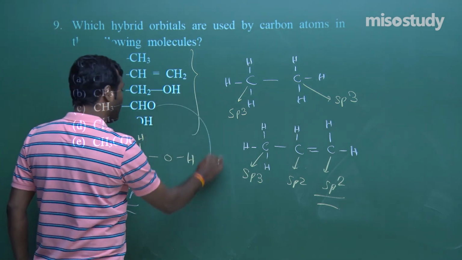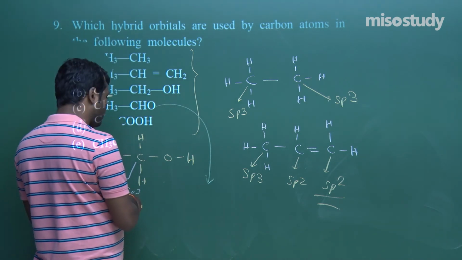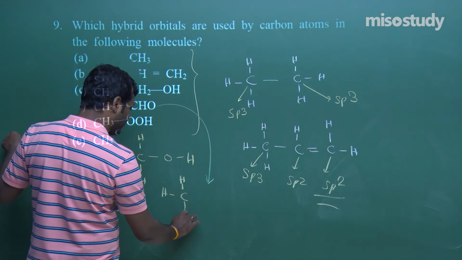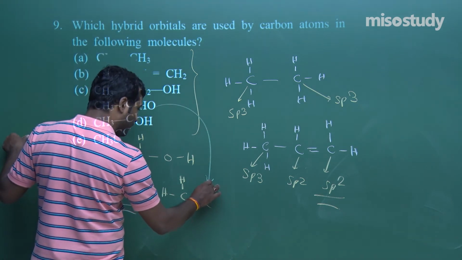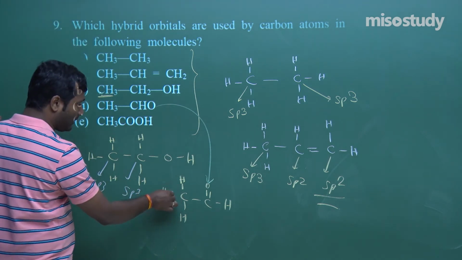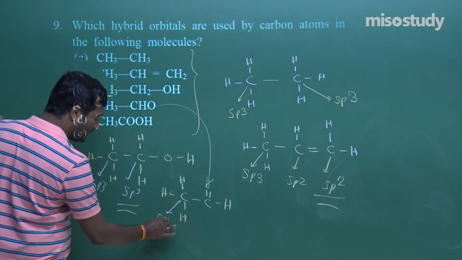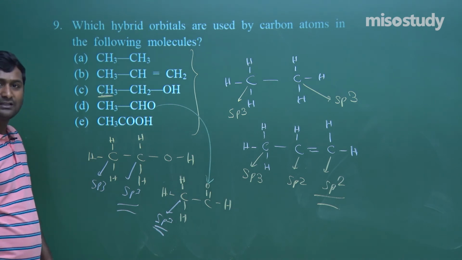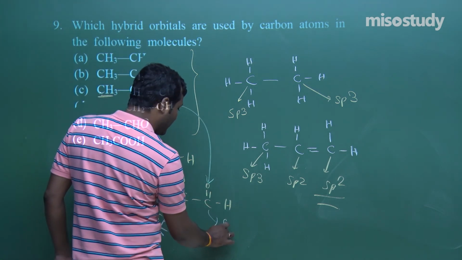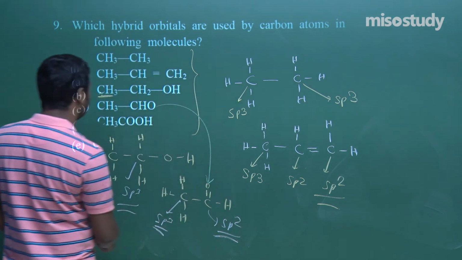Similarly, if I talk about CH3CHO, now what will happen? It can be written like this, C double bond O and H. Now count the sigma bonds, 1, 2, 3 and 4, my friend. So hybridization in this case is sp3. In this case 1, 2, 3, the hybridization is sp2.